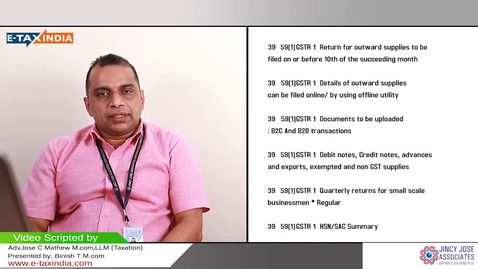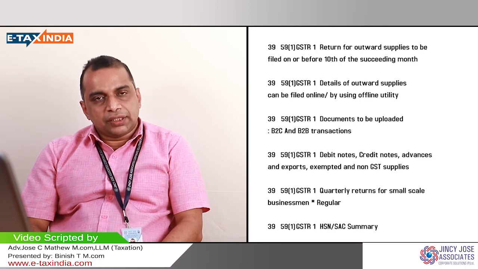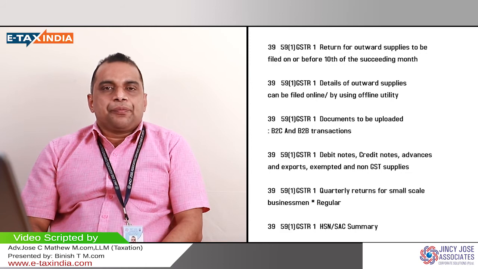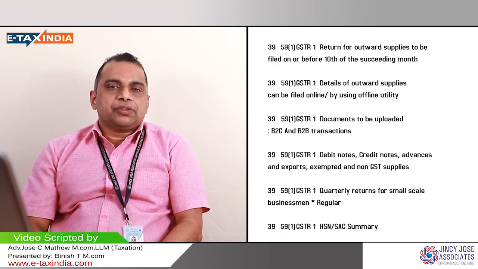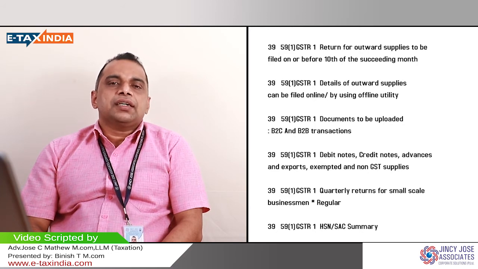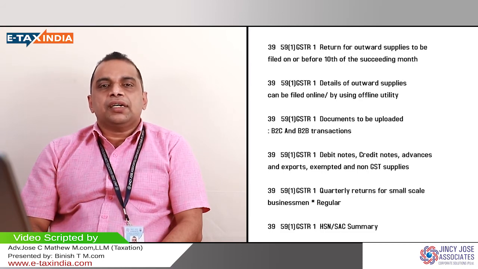And zero rated supplies or nil rated supplies, they are also to be shown separately. And one more thing is advances received in relation to a future supply. If you are receiving an advance in relation to a future supply, that should also be shown in Form GSTR 1. We have software available as of now, and the software itself will segregate the types of transaction, whether it's B2C or B2B, as per the inputs provided by the accountant.